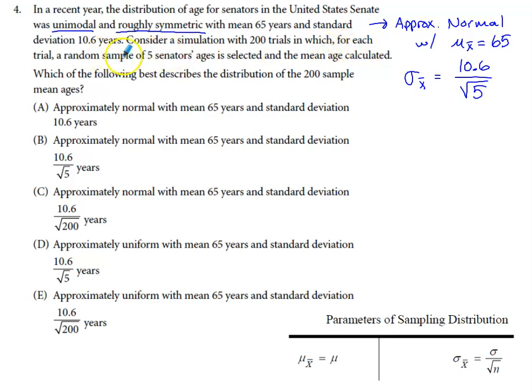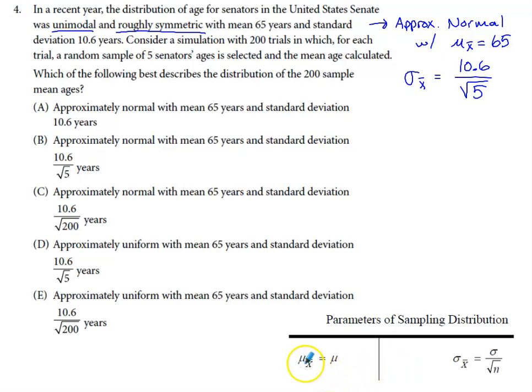for each trial, a random sample of 5 senators' ages is selected and the mean age, so sample mean, x bar, is calculated. Which of the following best describes the distribution of the 200 sample means? So what they're basically describing here is the beginning of the construction of a sampling distribution for a sample size of 5 for the ages of these U.S. senators. Some parameters for a sampling distribution that you can get from the formula sheet are listed down here.